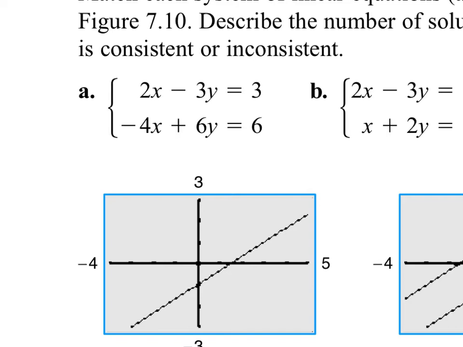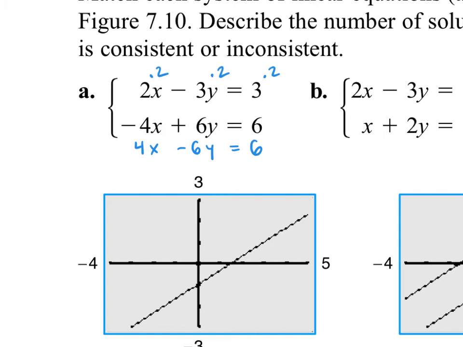So what do we have to multiply? Because these numbers aren't the same, we're going to have to multiply the first one by something. What is that something? By 2. So multiply everything in our first equation by 2. So our new first equation is 4x minus 6y is equal to 6.